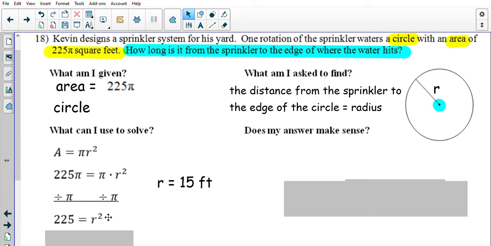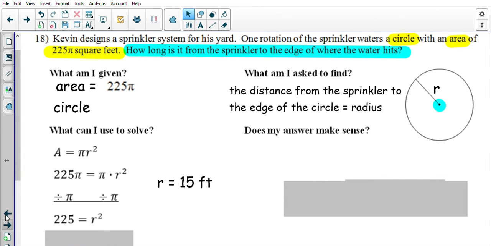Something to stress here again is, does my answer make sense? If we're talking about from a sprinkler to the outer edge, it covering about a 15-foot radius, I mean, that makes sense. If you get something like 800 feet, wow, that's a huge sprinkler. Probably not going to make too much sense here, especially just in his yard. If we're talking about maybe 2 feet, we're talking about probably way too small of a sprinkler.